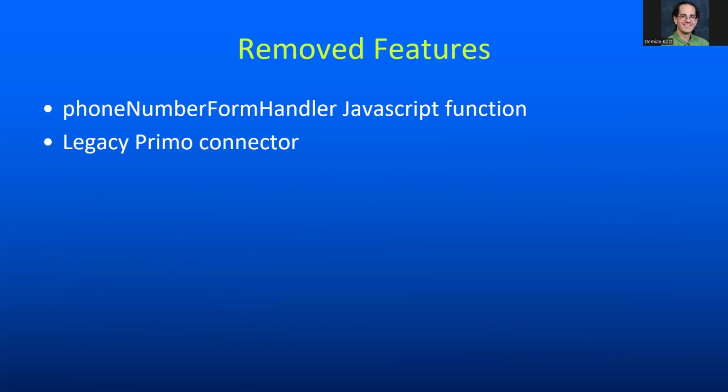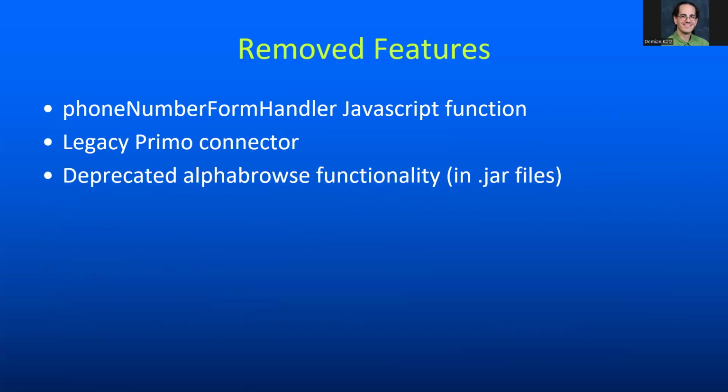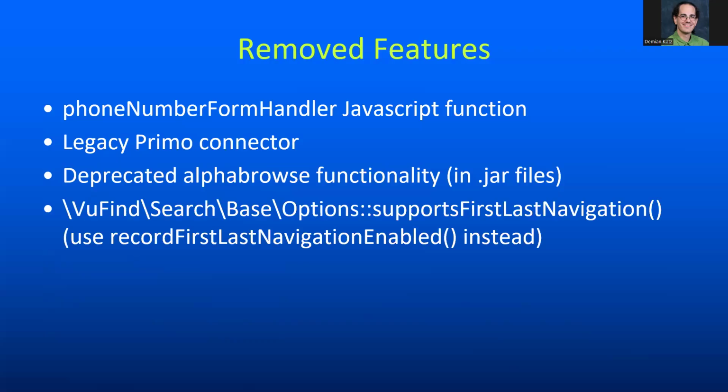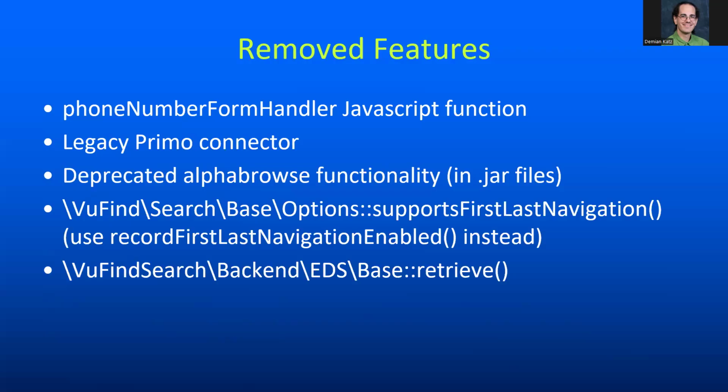We dropped the legacy Primo connector. There's a new RESTful Primo connector that you should use instead. The Alpha Browse jar files have been rebuilt with some deprecated functionality removed. You shouldn't even notice that difference. The base search options class has gotten rid of the supports first last navigation method in favor of the clearer record first last navigation enabled method.